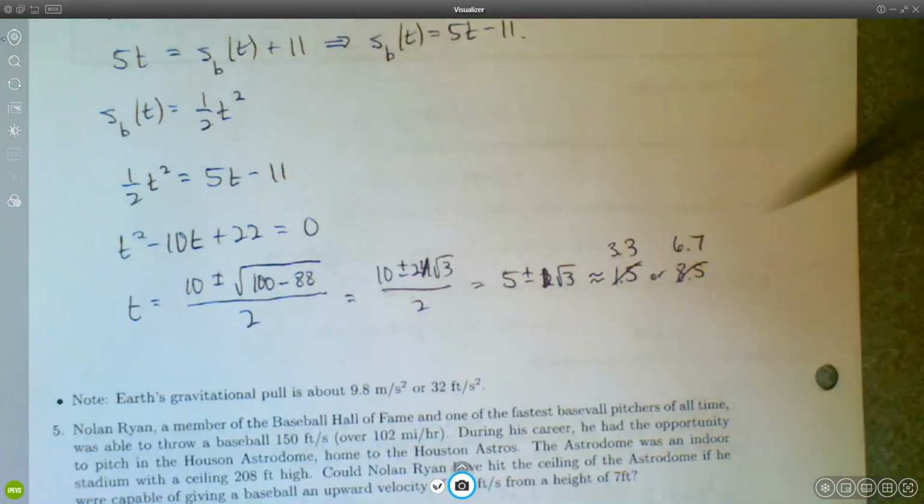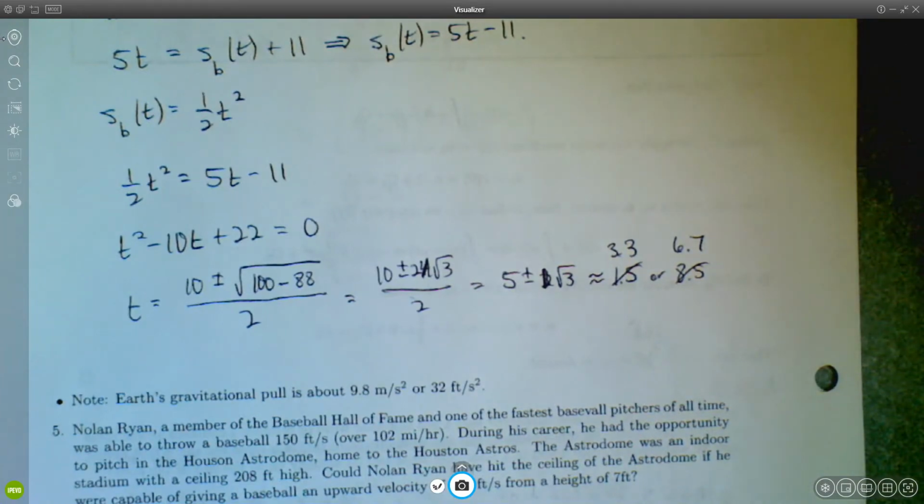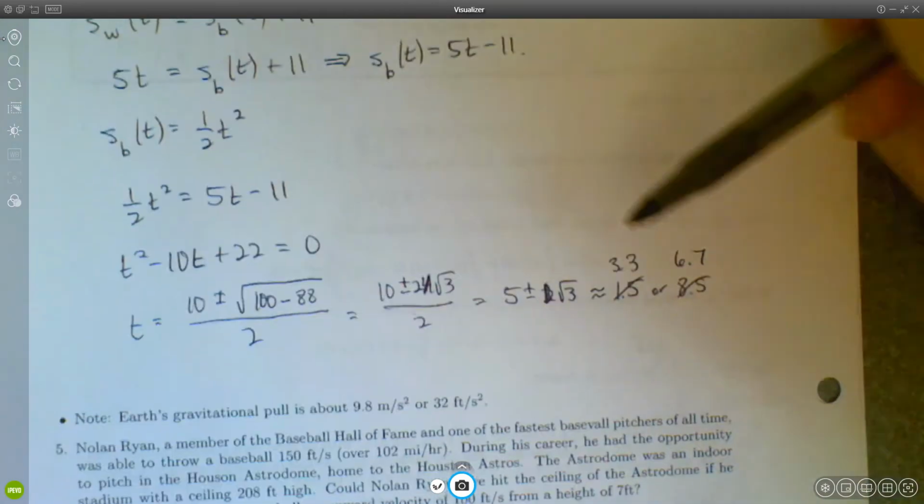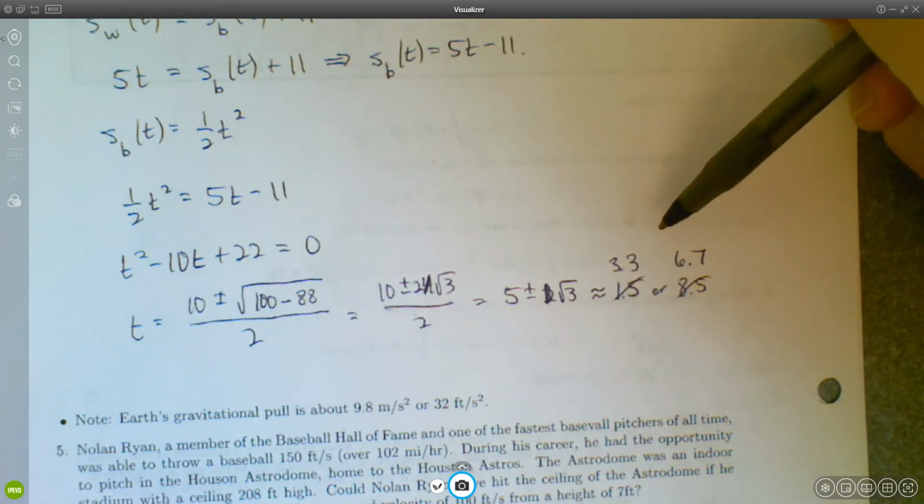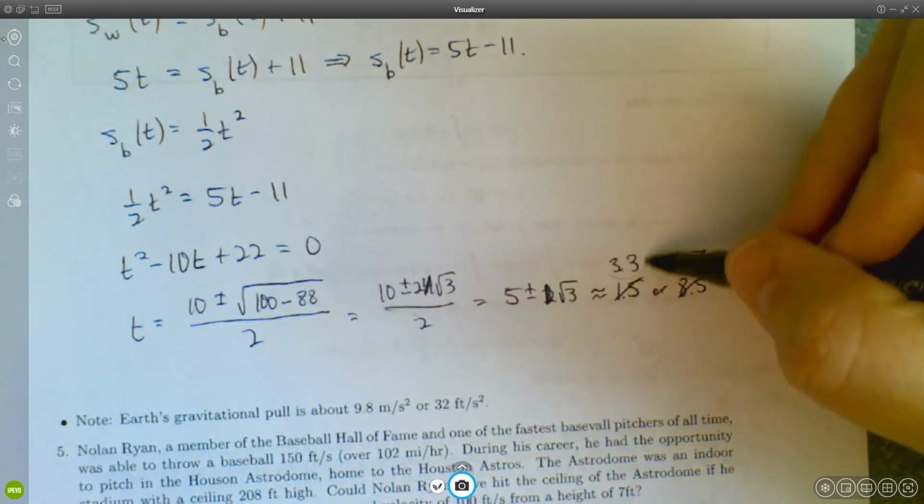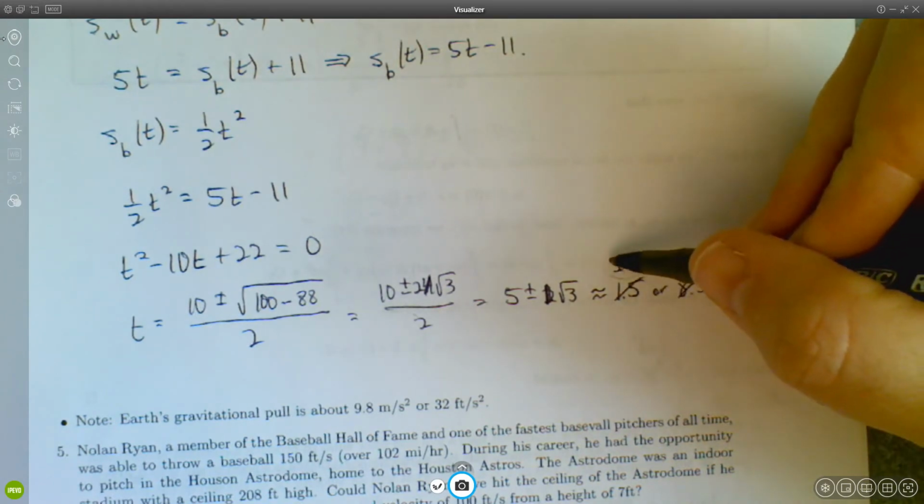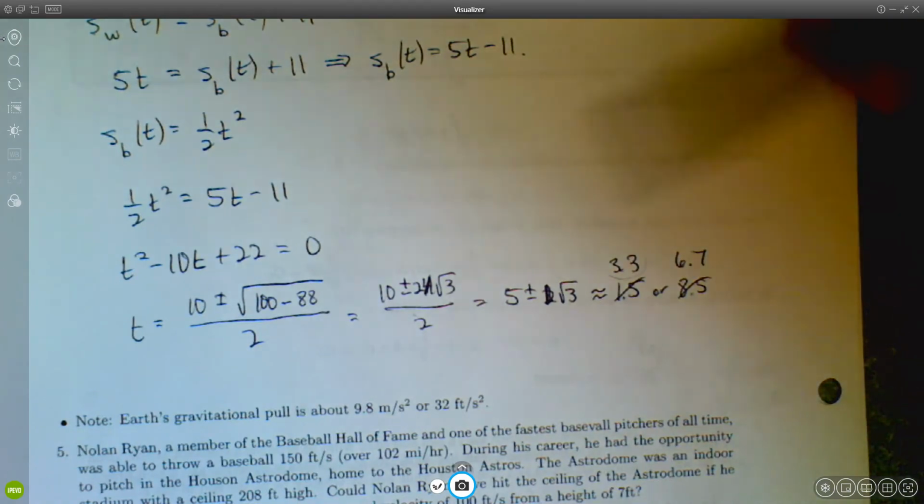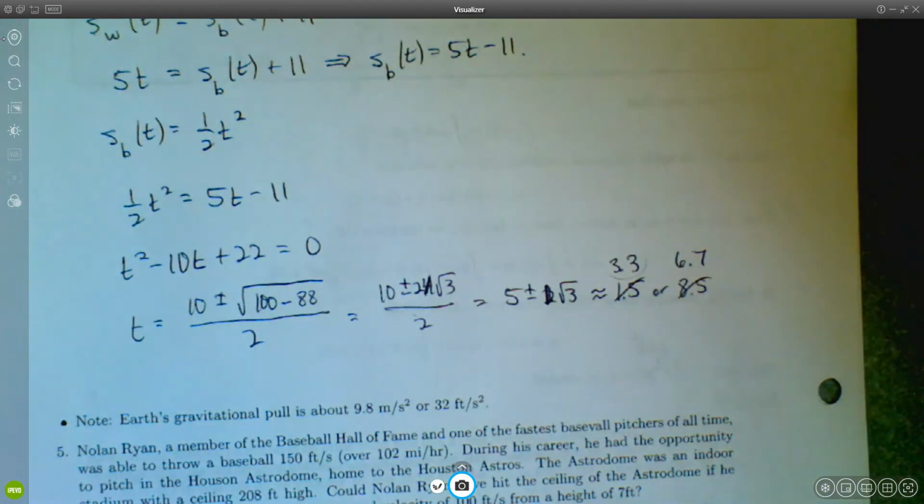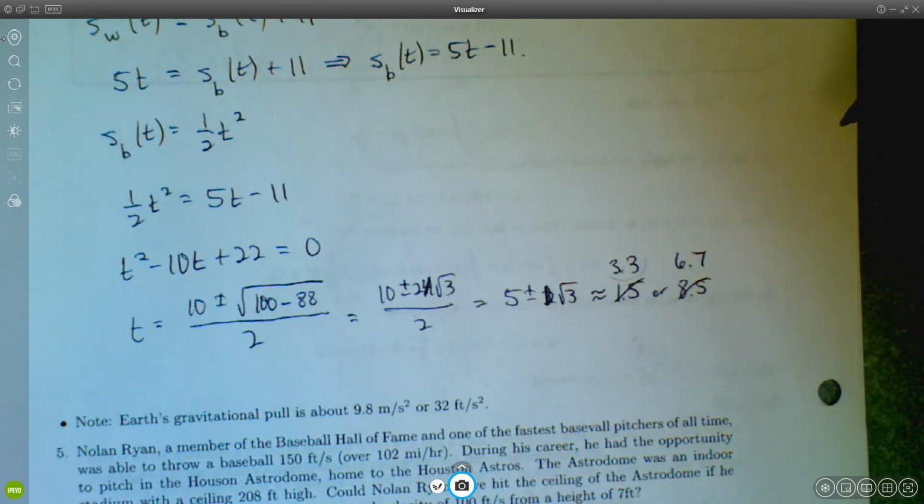So we're getting two different answers, 3.3 and 6.7. Now, why are we getting two answers? The reason is because the woman is running at a constant rate, but the bus is accelerating. Okay, so it'll take her 3.3 seconds to catch up to the bus, but then if the bus doesn't see her, let's say, and she keeps running, then she's actually going to run past the bus because she's running faster than the bus at that point.